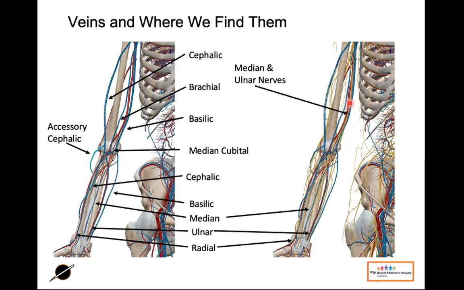Veins and arteries and nerves like to run in triads. It's not always the case, but they do in very predictable locations. And they do that down here in the wrist. So ideally we're going to be avoiding these locations.